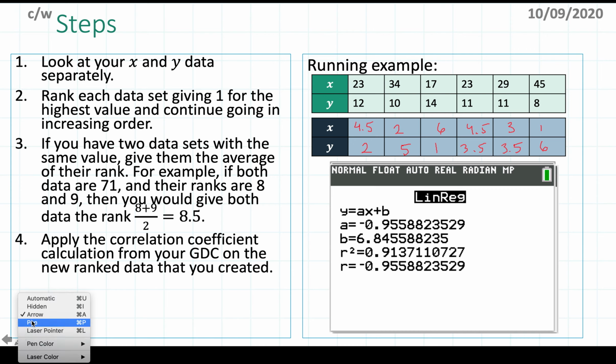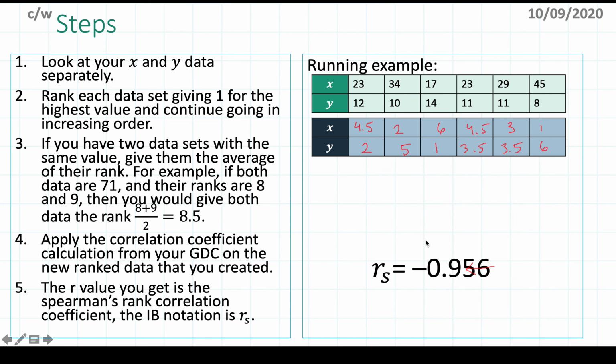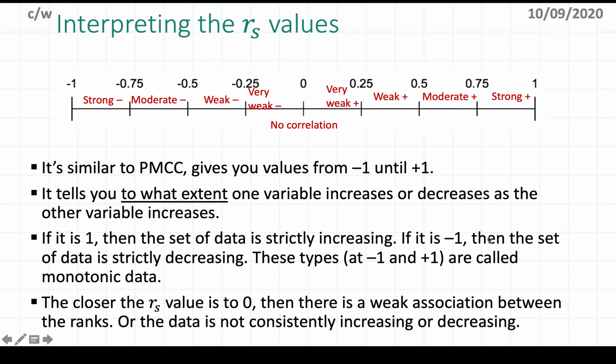Just as with correlation coefficients, you're going to take the R value, and that's going to be your Spearman's rank correlation coefficient. We denote it with the subscript s, that's the IB notation, so s for Spearman's, and our value is negative 0.956 to 3 significant figures. Now, what does that actually mean?